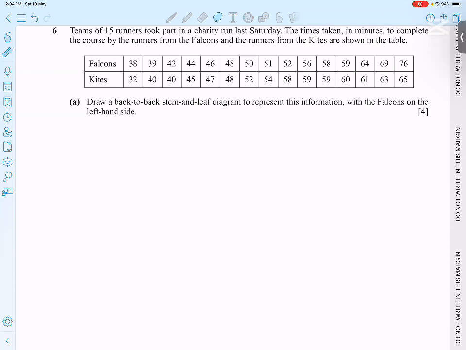Let's start, and falcons on the left hand side. So he mentioned falcons on the left hand side. Okay, so let's try to do it. What is the method to do the question? Smallest value and the largest value, we have to check. So the smallest value is 32. You can see here 32. And the largest value, we can see from here, I think 76. So 76 is the largest. Leave one digit from the right side, and the other values will become the stem. These are leaves. 3 to 7 is the stem.